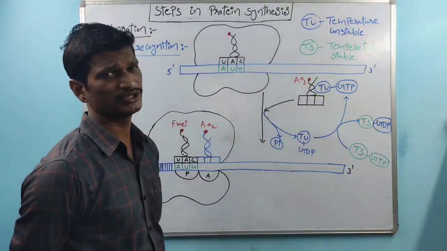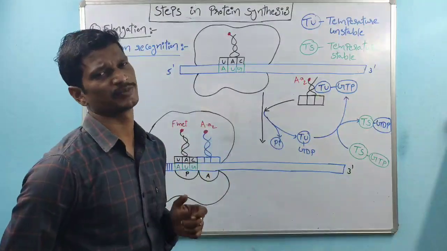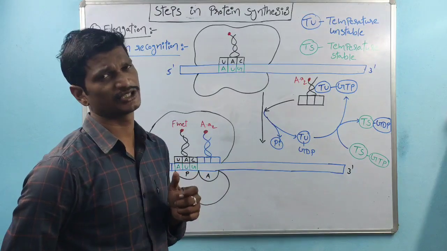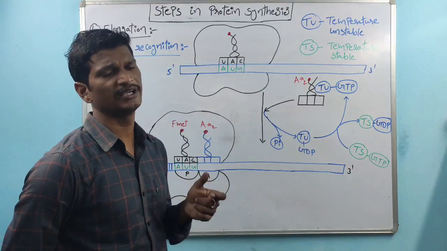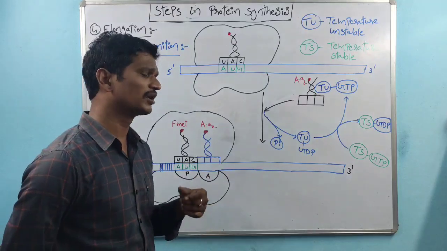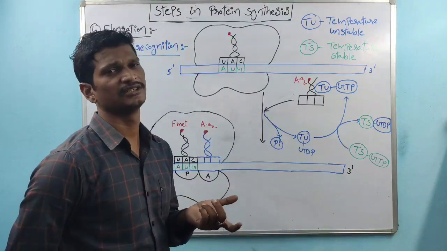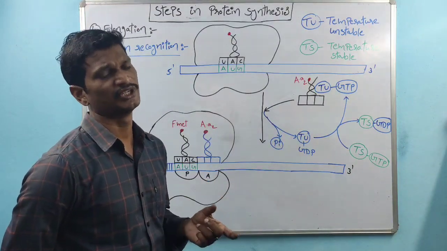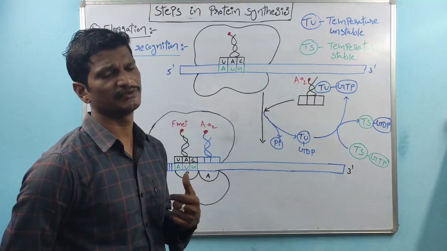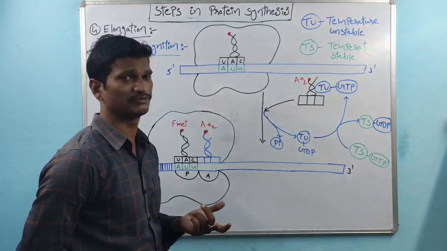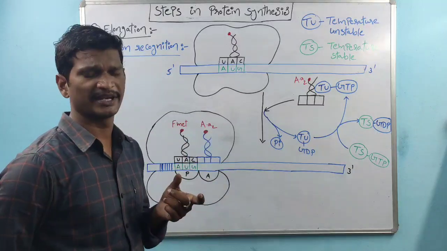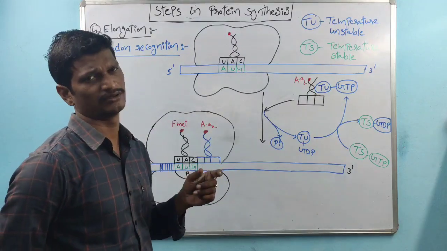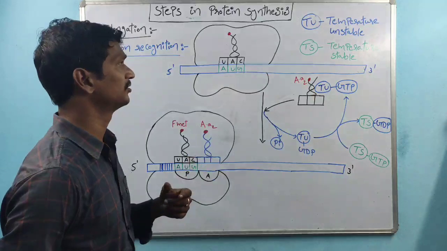During the elongation process, codon recognition takes place. Codons are recognized by anticodons. Anticodons are present within the tRNA structure. The tRNA carries a specific amino acid based on the anticodon. The anticodon recognizes the codon, right?